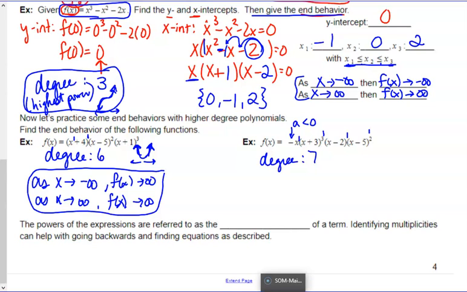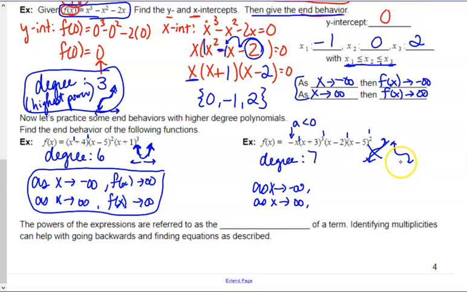It's negative here. So we want to make sure that we remember for an odd power, normally it goes like this, like we just saw, but we don't want that. We want the reverse of that, okay? So the negative does something like that. So what does our end behavior do? As x goes to negative infinity, what does f of x do? And as x goes to positive infinity, what does f of x do?